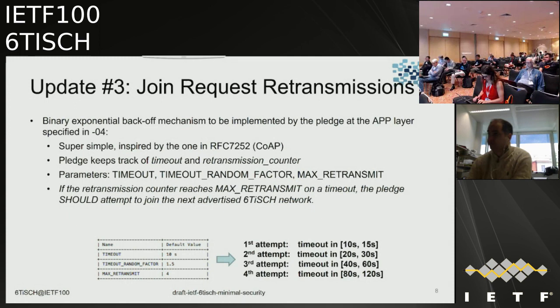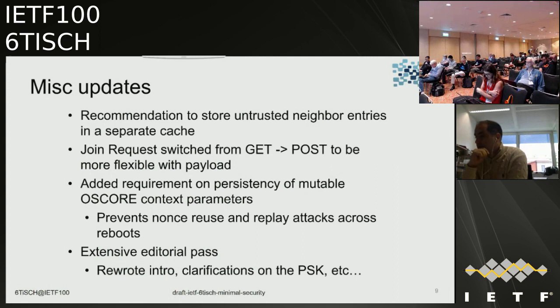The mechanism that we specified is very simple. It's inspired by the one in the CoAP RFC 7252. The pledge only keeps track of a timeout and a retransmission counter. Upon a timeout, it increments the retransmission counter and doubles the timeout. We specify in the draft some default values. For the initial timeout value, we use 10 seconds, which gives a first attempt timeout in 10 to 15 seconds. At the very last attempt, by default, it gives a timeout in 80 to 120 seconds. I will be playing also with the simulator to further confirm these values for a wide range of networks. But at the moment, I think they give a fairly confident number of retries from the pledge point of view, and they are not too consuming in terms of energy, as there will be only four retries.